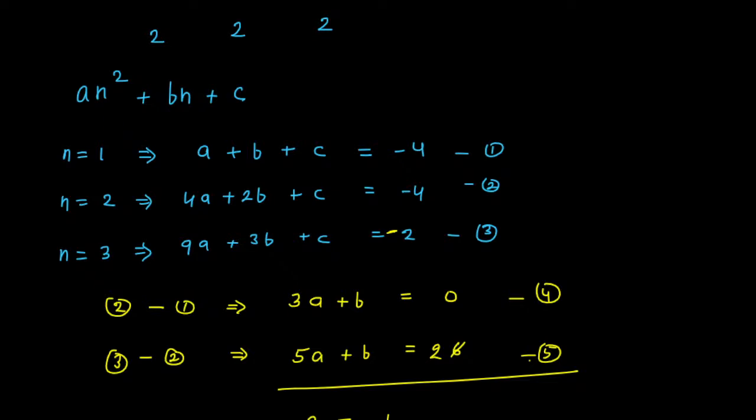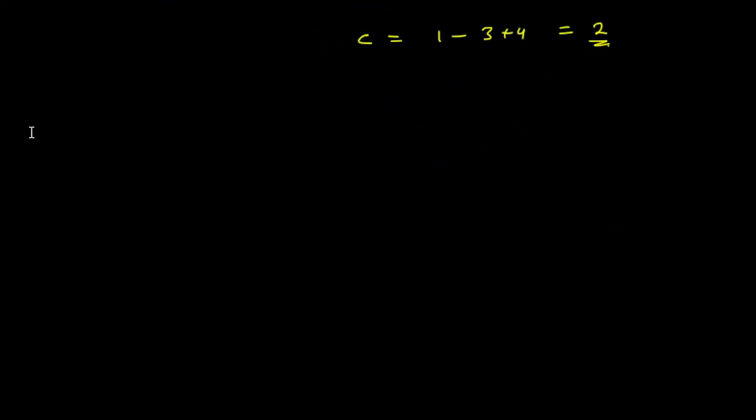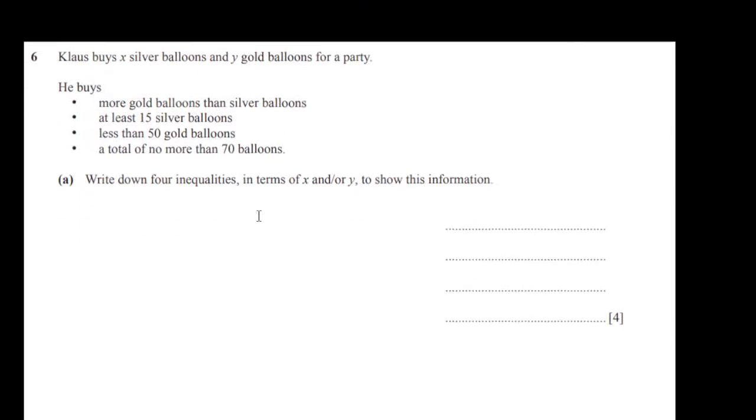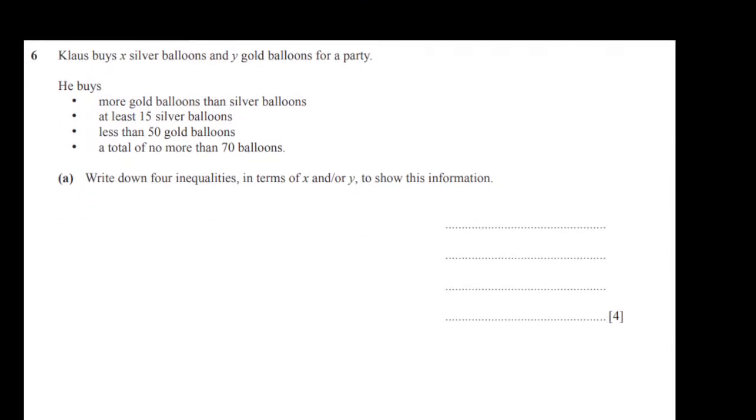Acha, question 6 from the paper. Okay, yes, I will do that. Question 6 from the paper. Okay, here we have that question. Callis buys X silver balloons and Y gold balloons for a party.